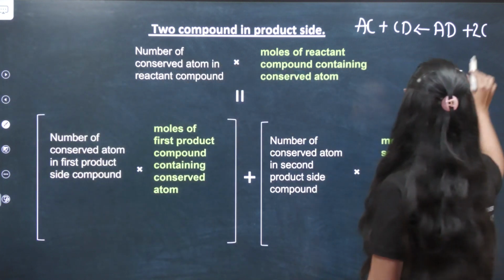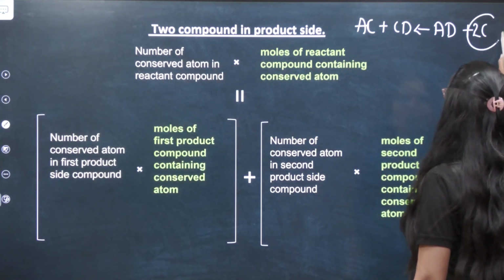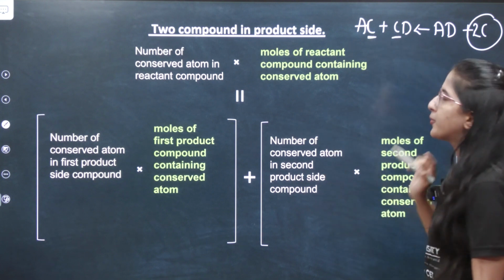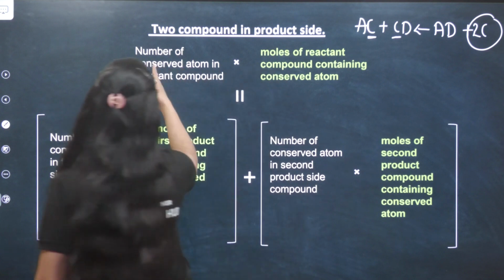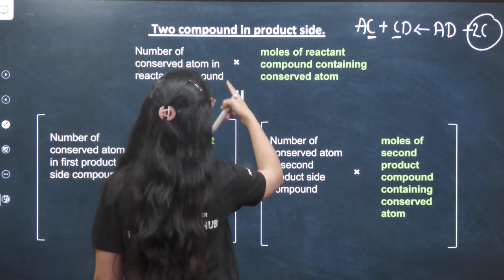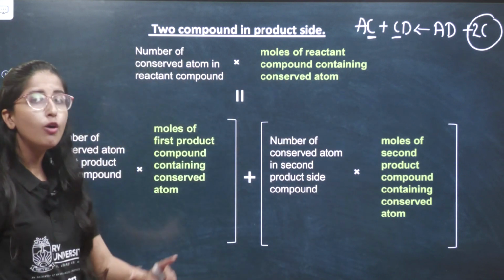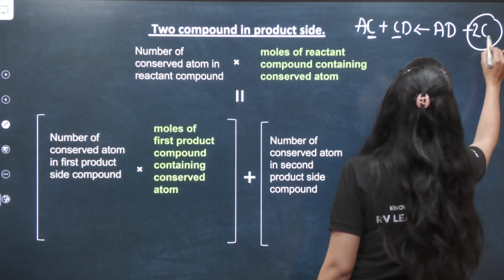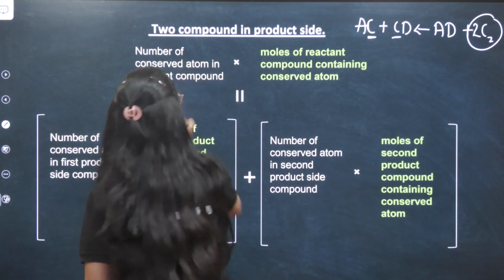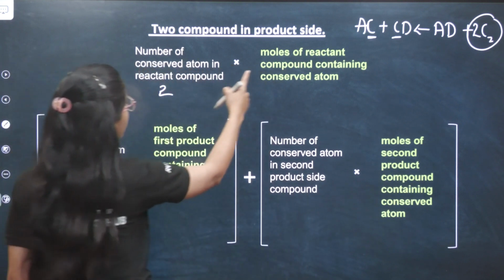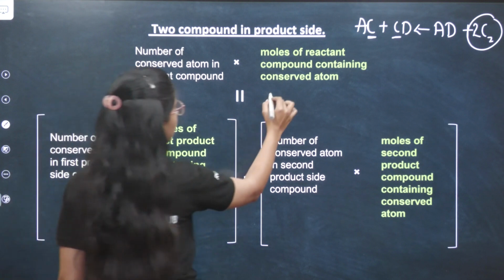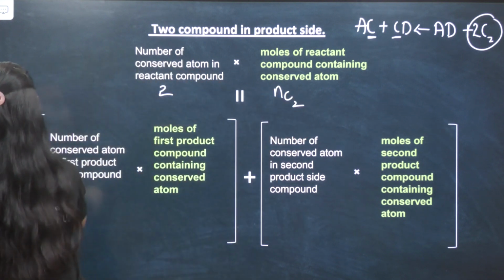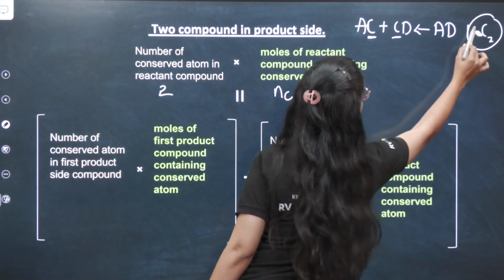Now, see here. C is present in two reactants, but on the product side, C is present in 2 products. So what will you do? The number of conserved atoms in the compound: how many atoms are present? C atoms were 2, correct? So we take 2 atoms, multiplied by the number of moles of C2. Understood?